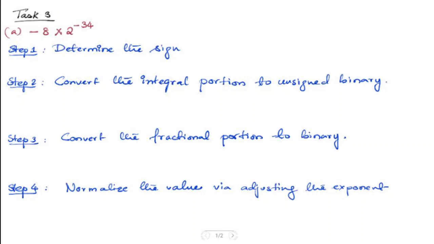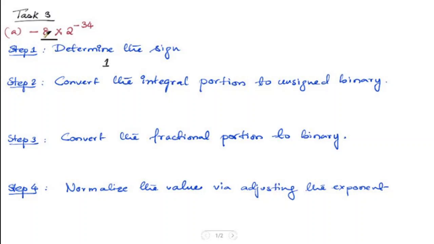So maybe I'll just write it down here. Okay, that's visible enough. If the sign is plus, the sign bit is 0, and if the decimal number is negative, then the sign bit is 1. Here the sign is negative, so the sign bit is 1. Okay, so now we have to convert the integral portion to unsigned binary.